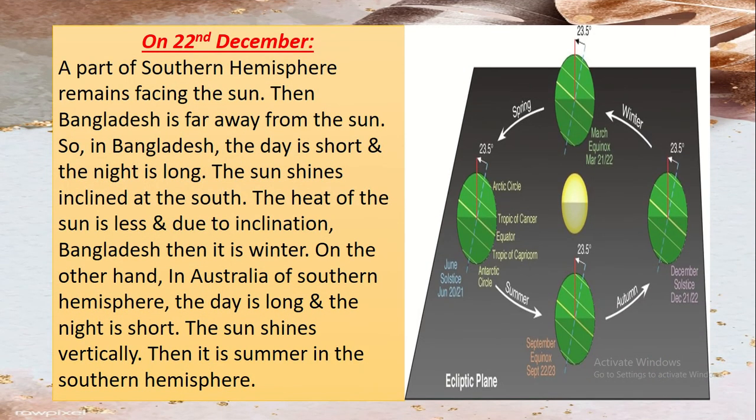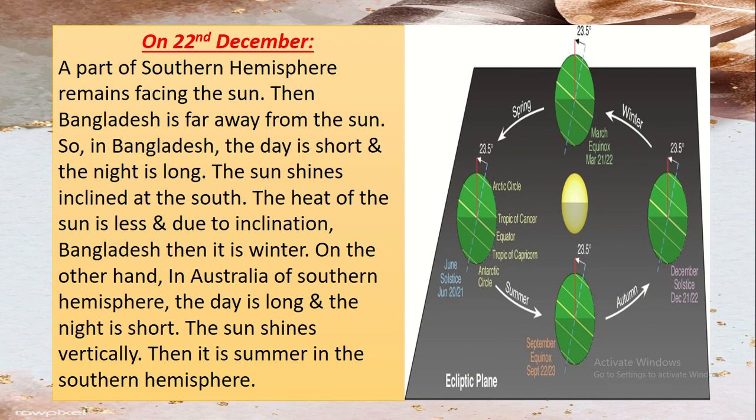Next one, on 22nd December. While 23rd September is over, the North Pole continues to move further away from the sun and rather the South Pole draws nearer. So consequently, the daytime gradually becomes shorter and night longer in the northern hemisphere. That means a part of the southern hemisphere remains facing the sun. That means the sun gives perpendicular heat on the Tropic of Capricorn.